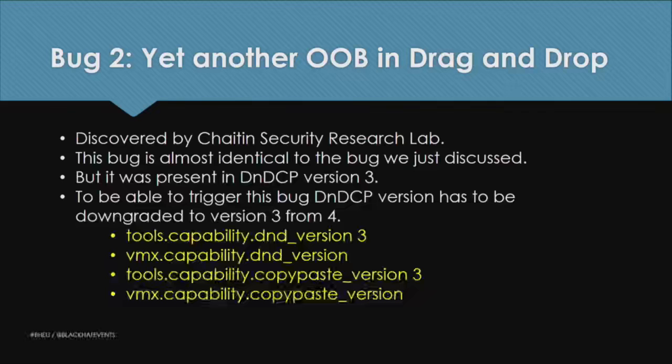So we have seen yet another bug that was uncovered in DNDCP. The interesting thing about this bug is that it is completely identical to the bug we have just discussed, but the only difference is that this bug was residing in DNDCP version 3. To reach the vulnerable code from the guest operating system, the attacker has to downgrade the DNDCP version from 4 to 3. To do that, you simply send the following set of RPC commands from guest to host. Once the version is downgraded in the host, you can perform the exploitation in the same way we have just discussed.